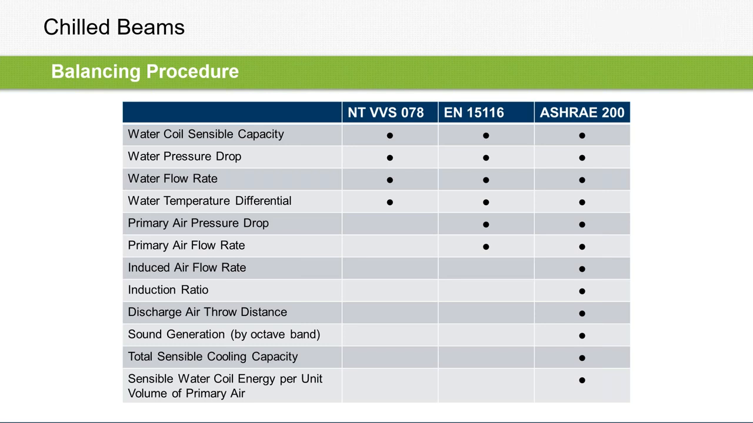So a couple points here that are pretty important are the induction ratio, the total sensible cooling capacity, so the beam as it's installed, and not just the coil capacity plus the air side. So we're actually testing it as it would be installed. And also the sensible water per volume of primary air. So there's a few different data points that are pretty important to really characterize the beam and know it's accurate, and the data we publish is going to be what you see on site.